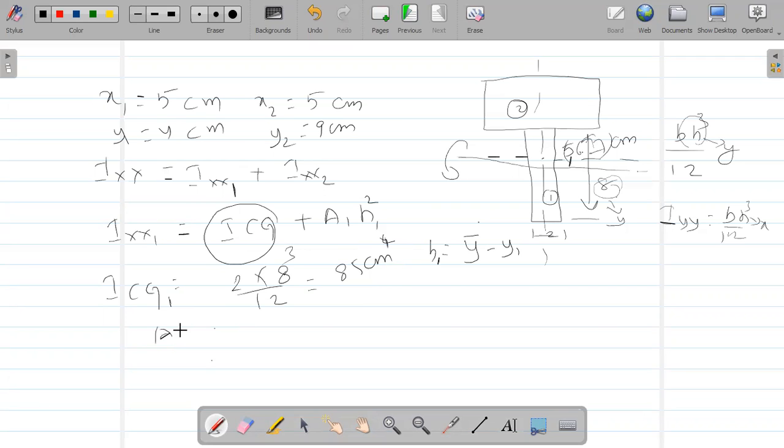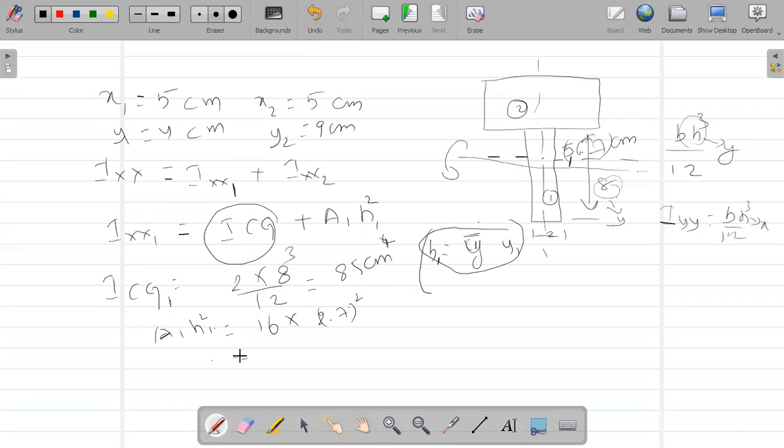Similarly, you have to find A1 H1 square. What is A1 of the first section? It is 16, into H1, which you can calculate from here. What is the y bar value? 6.7 minus 4 gives 2.7. You have to write 2.7 the whole square. I will calculate this value separately, substituting y bar minus y1, and then substitute it here.